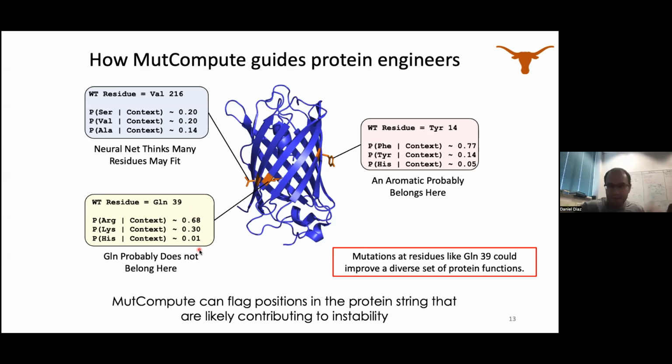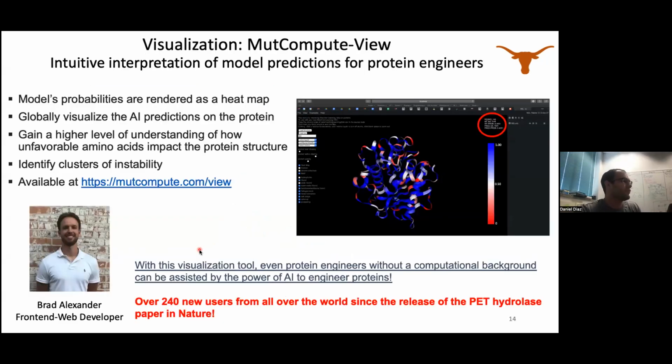Just to make this analysis a bit easier, I worked with my college roommate over the pandemic to build a web GUI for this, available at MutCompute.com. We call it MutCompute-View, and it's an interactive visualization where you can click on the protein, spin it around, and select a residue. It will show you the atoms so you can see the microenvironment that the model is using to make its predictions. It gives you all the numbers in the top right-hand corner so you can inspect your protein and make your designs all from the web.